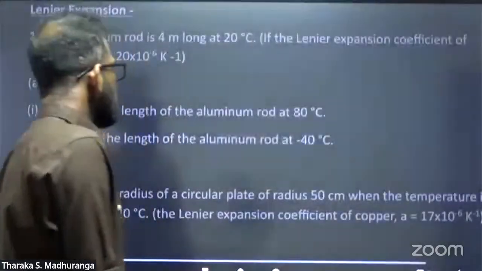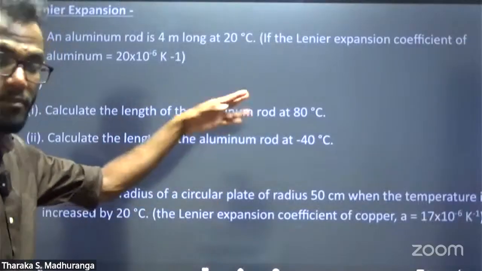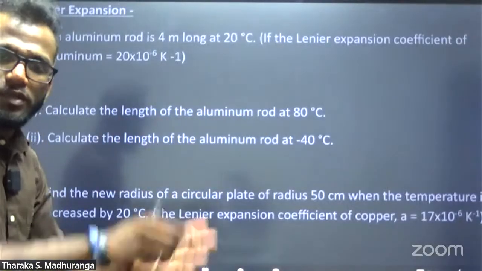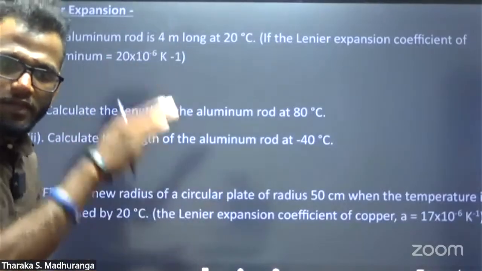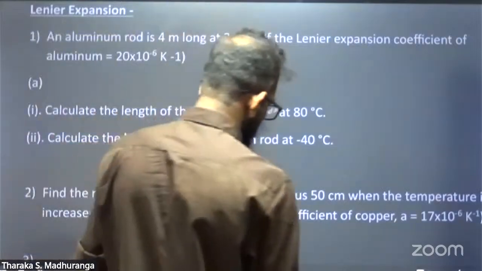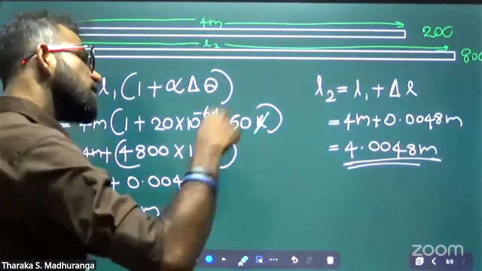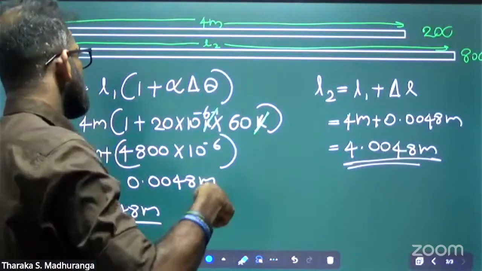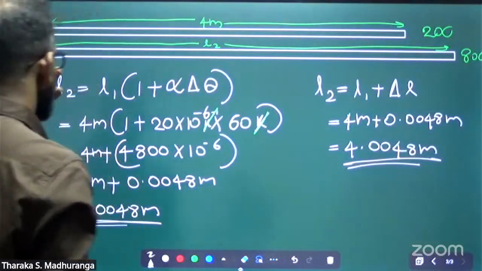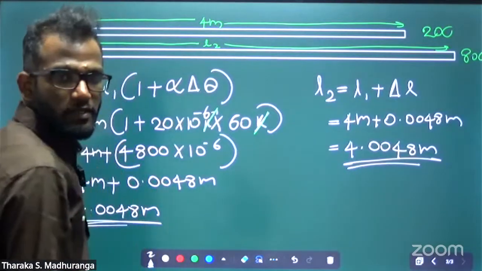The question asks, same rod, calculate the length of the aluminium rod at minus 40 Celsius. Now is the temperature increasing or decreasing? The temperature is decreasing, the temperature drops. The temperature drop means the length is increasing or decreasing? The length is decreasing. Okay, I'm going to erase.